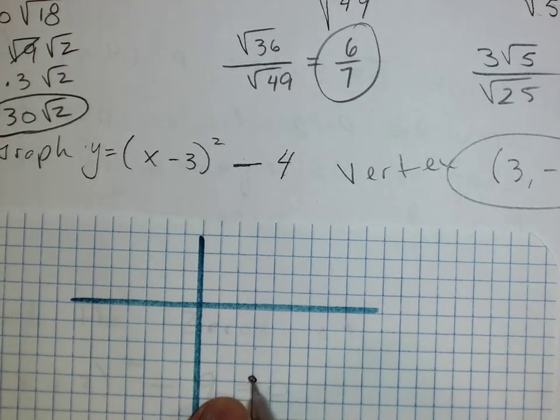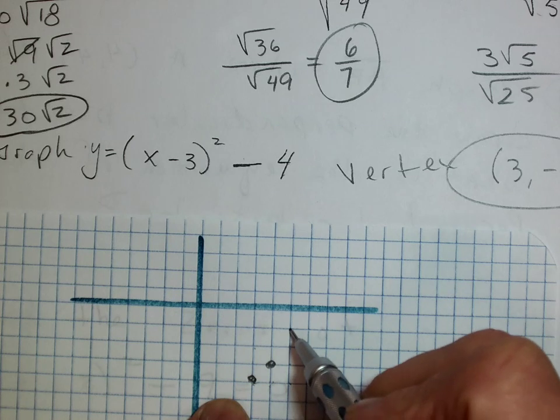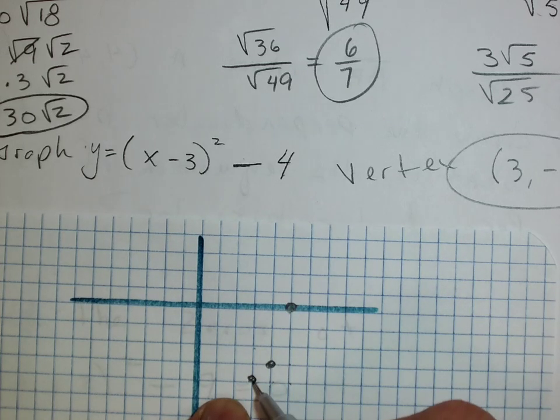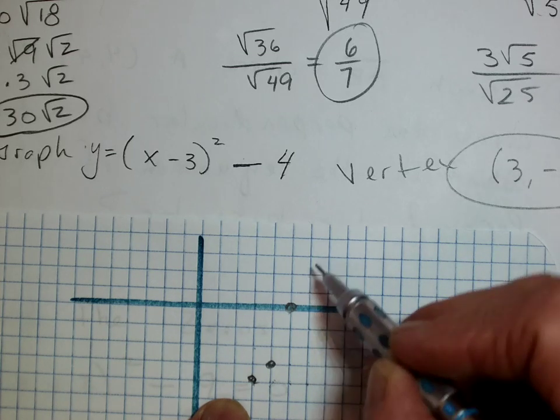We start at our vertex, we go over 1. 1 squared is 1. Back to my vertex. I go over 1, 2. 2 squared is 4. 1, 2, 3, 4. Go back to my vertex. I go 1, 2, 3. 3 squared is 9. 1, 2, 3, 4, 5, 6, 7, 8, 9.